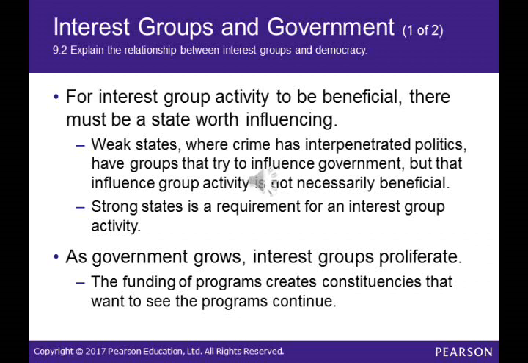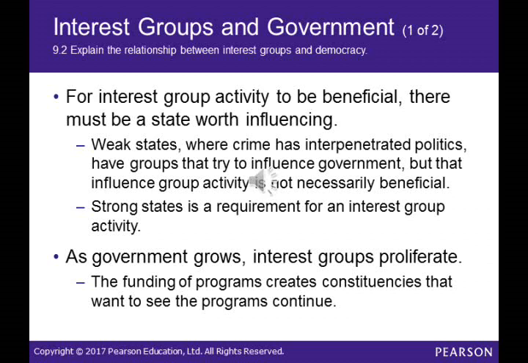Why? Because as government grows, it creates more programs, initiates more policies, and many interests actually will be centered around these programs and these issues, and then interest groups would be created trying to influence these programs and these policies.